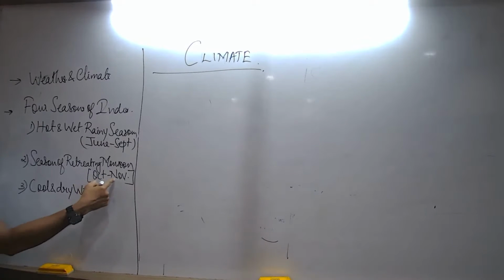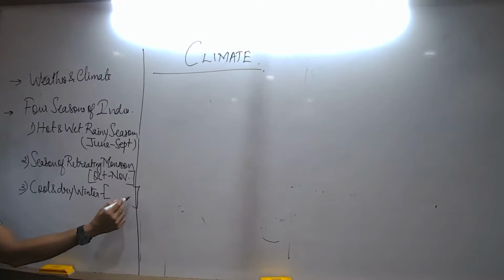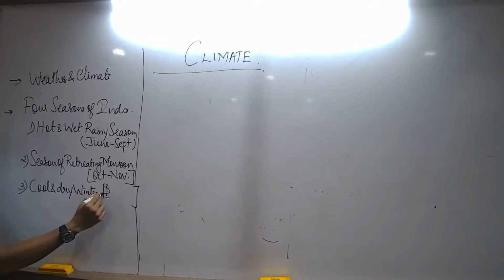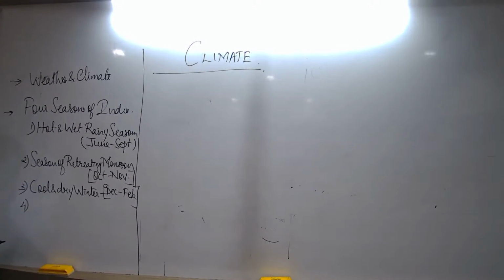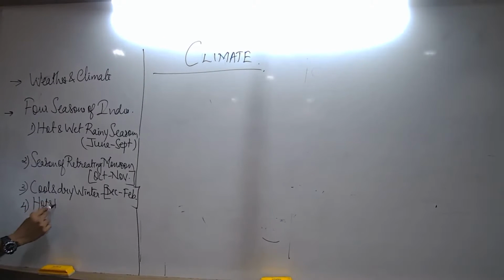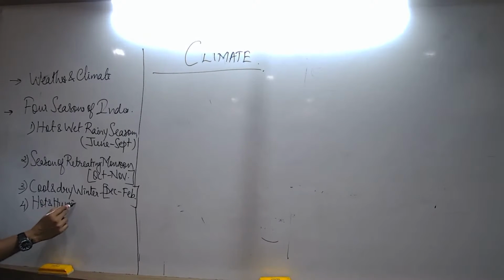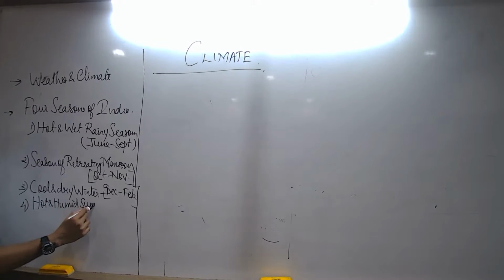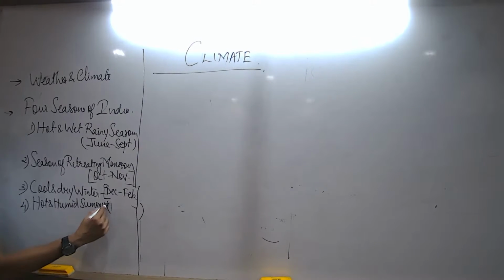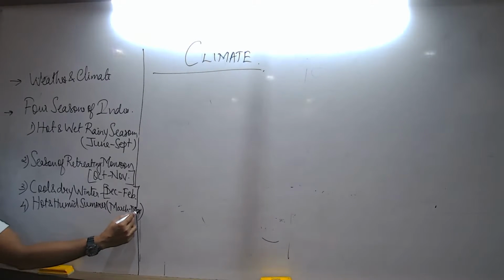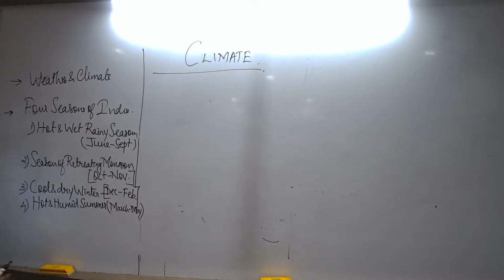Which month is that, anybody? It is December to February. Understand? And the last and most important season, which we are having now, is hot and humid and dry. It's okay, you can write summer. Which month to which month? March to May. Okay, that's it.